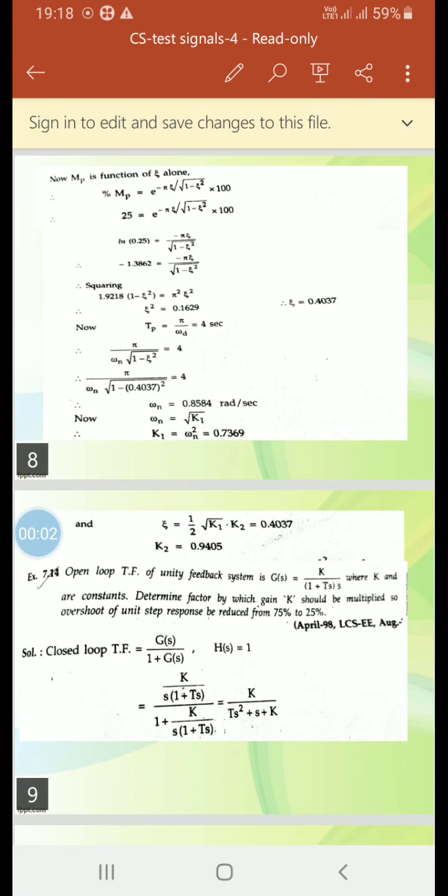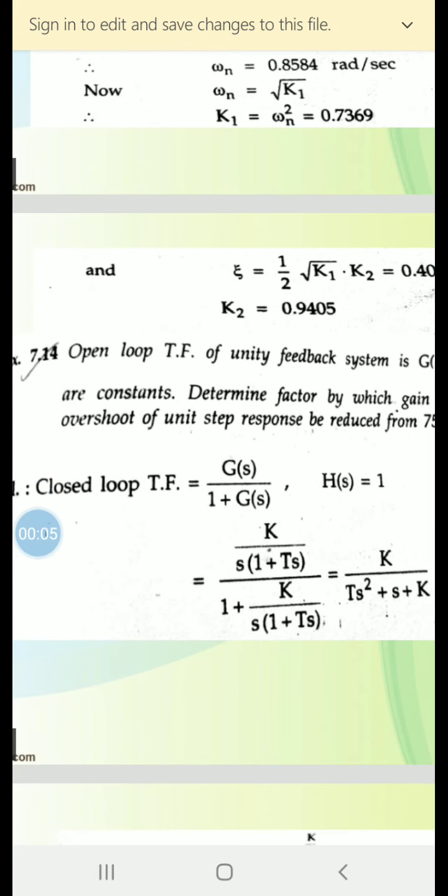Students, we'll take the next problem. I hope all of you understood the previous problems.